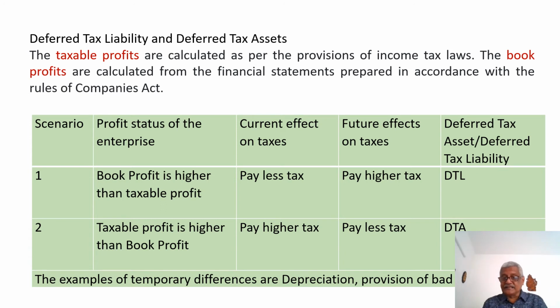The second scenario is taxable profit is higher than the book profit, in which case the current effect will be the company will be paying higher tax, and future effect is the company will be paying less tax. This gives rise to a deferred tax asset. The examples of temporary differences could be, one, depreciation. Second one, a provision for bad and doubtful debts. Let us understand this more through an example.